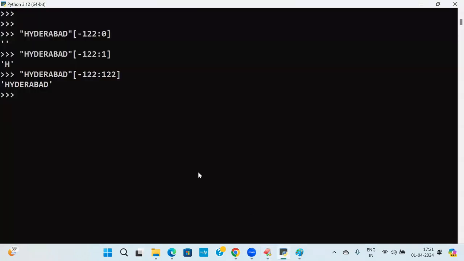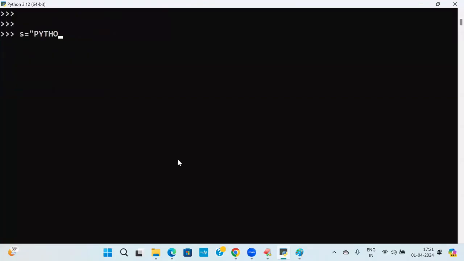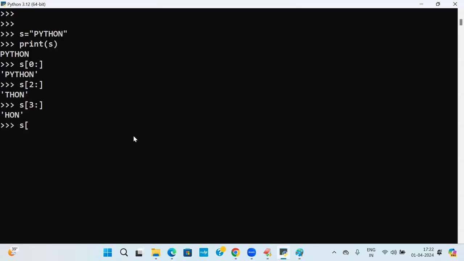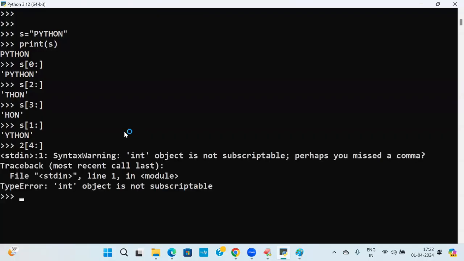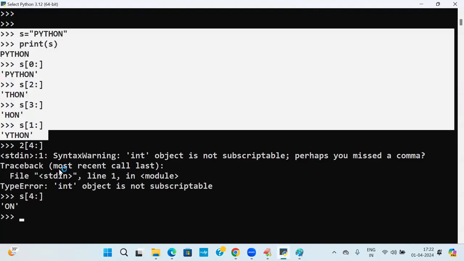Let us start taking the examples here. S is equal to Python. Be careful. Print of S. What is my data? S of 0 colon, what is the answer? Quickly. Super. Next, 2 colon. Answer please. Next, the data from 3 colon. Excellent. Now 1 colon. Now 4 colon. The answer is ON. Clear or not clear?